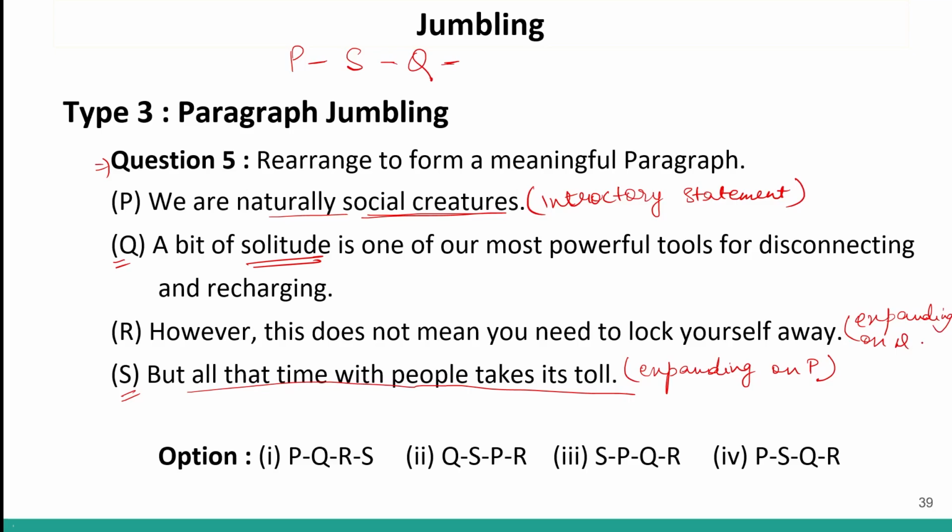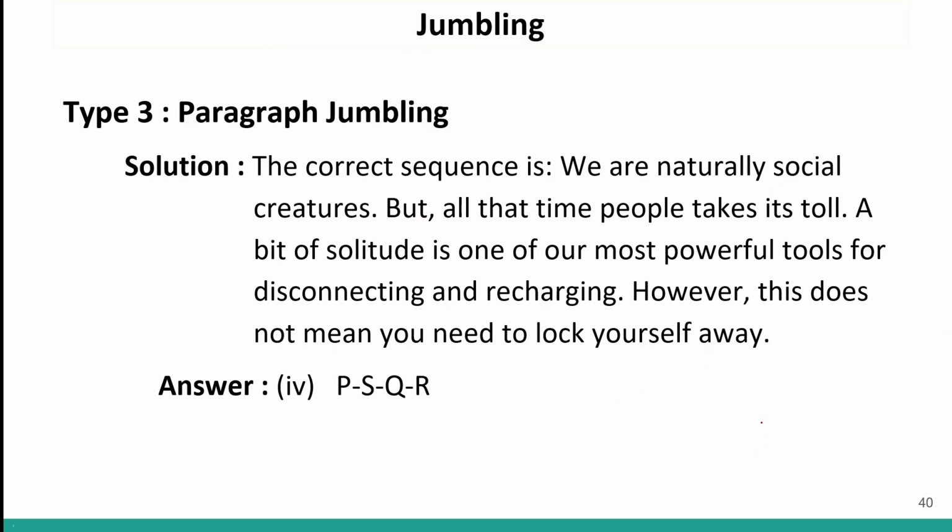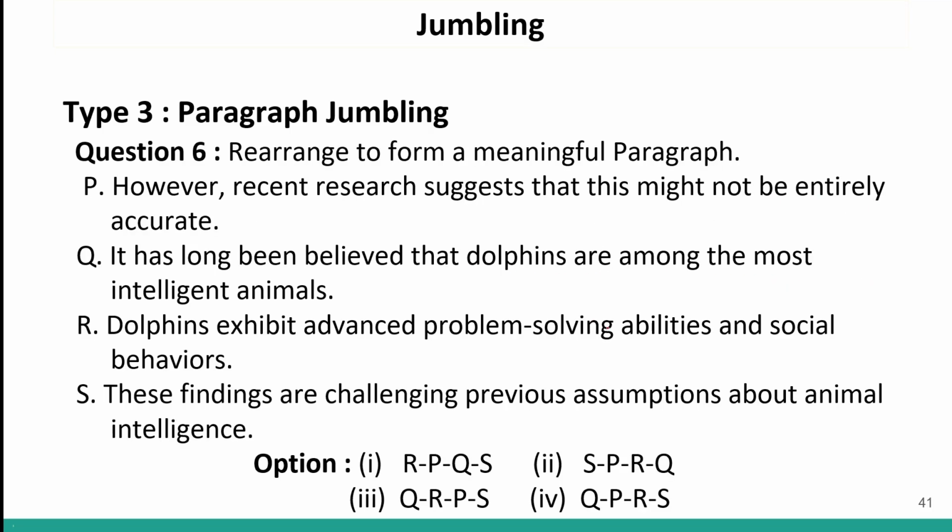In R, I am saying that even though solitude is important, it does not mean you lock yourself away. So in R, I am presenting a counter argument or expanding on Q. So my logical sequence will be PSQR, which is option number 4. So option number 4 will be the correct answer. Here you can see the correct sequence. We are naturally social creatures, but all that time with people takes its toll. A bit of solitude is one of our most powerful tools, and so on.